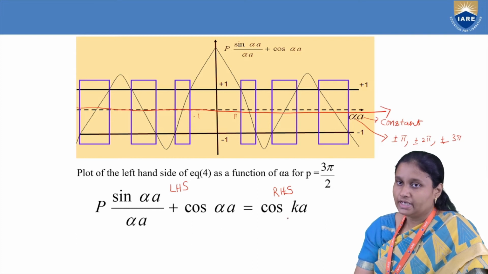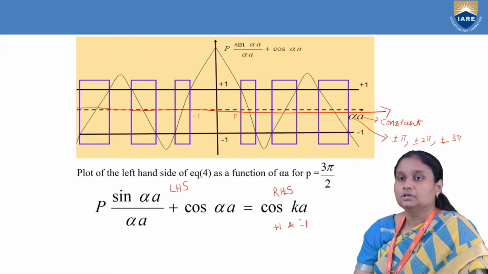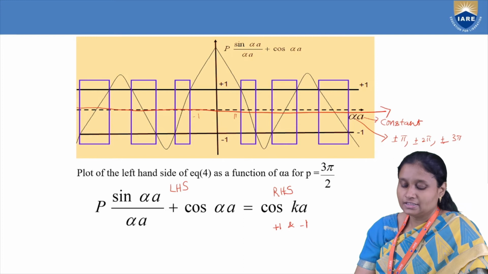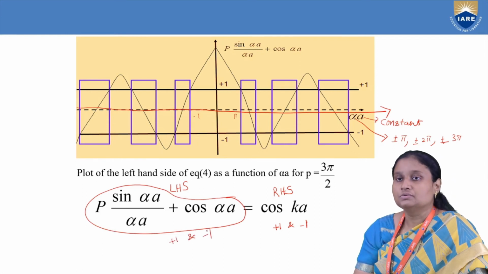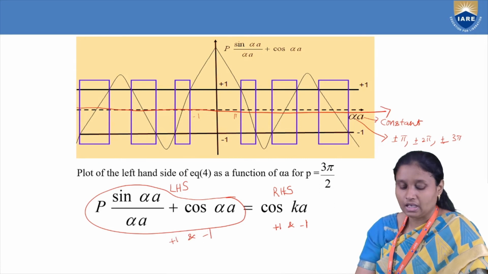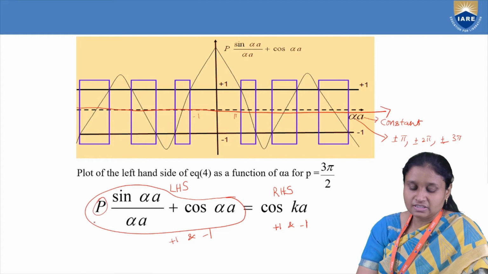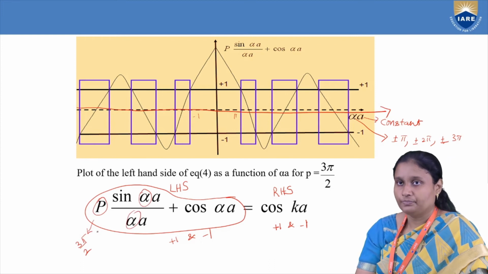And what we have on the right hand side is cos, and we know that the cos value will be between +1 and -1. Okay, and this RHS is equal to LHS. So this total value should also be limited between +1 and -1. And this I am fixing. The P value is fixed. What is the value of P fixed? 3 pi by 2.